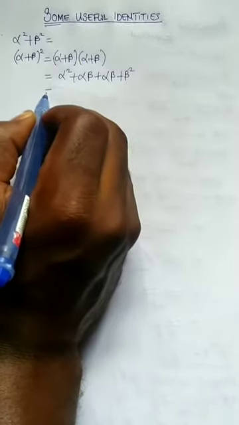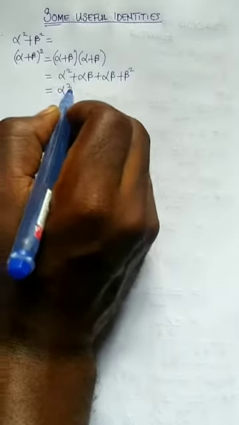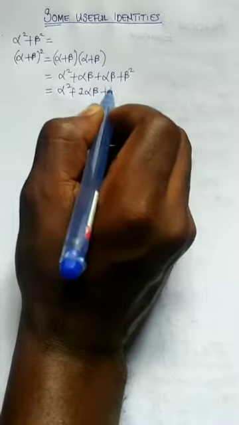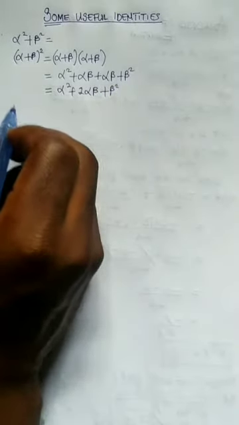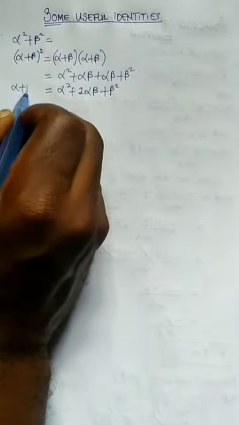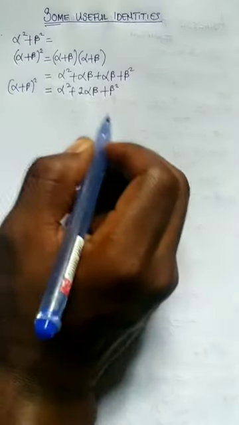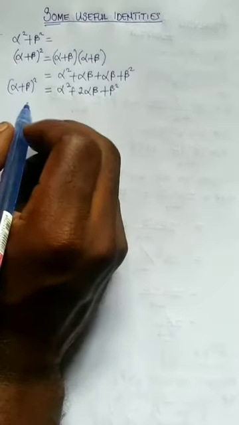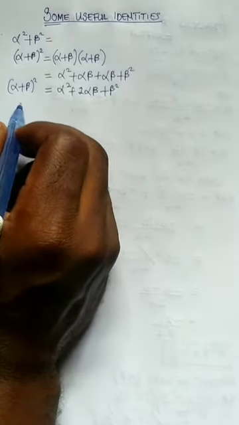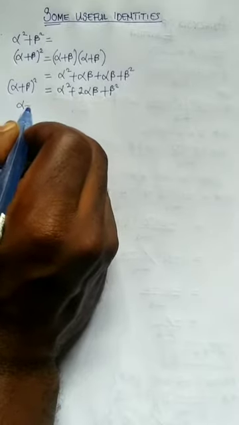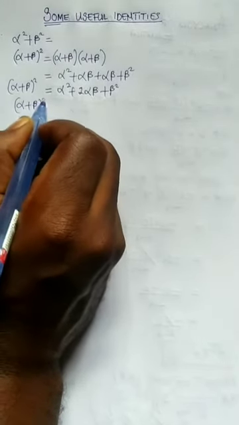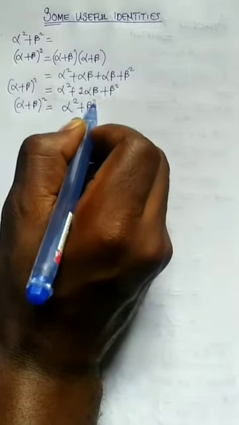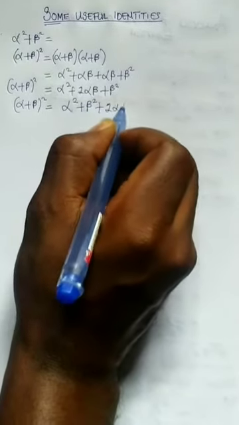Now, if I collect like terms, I'll be having my alpha square plus 2 alpha beta plus beta square. So this is my alpha plus beta all square. Now what I really need is my alpha square plus beta square. So if I rearrange it properly, I'll be having alpha plus beta all square is equals to alpha square plus beta square plus 2 alpha beta.